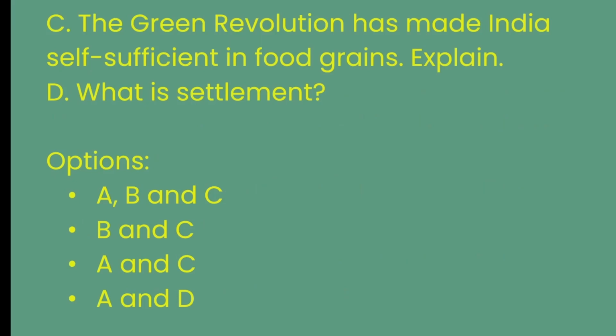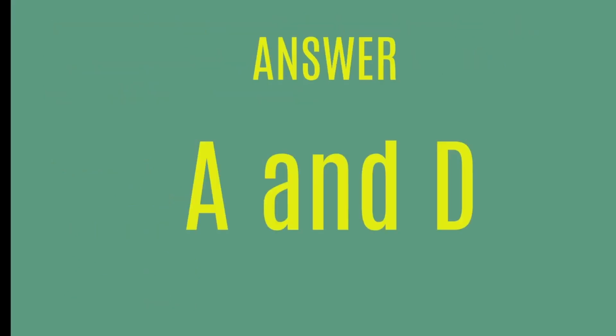The Green Revolution has made India self-sufficient in food grains. Explain. So any explanation that you do is based on your understanding. And again, what is settlement? It is a definition which is being asked, so this becomes a remembering question. So A and D, that is option number 4, A and D is your answer.